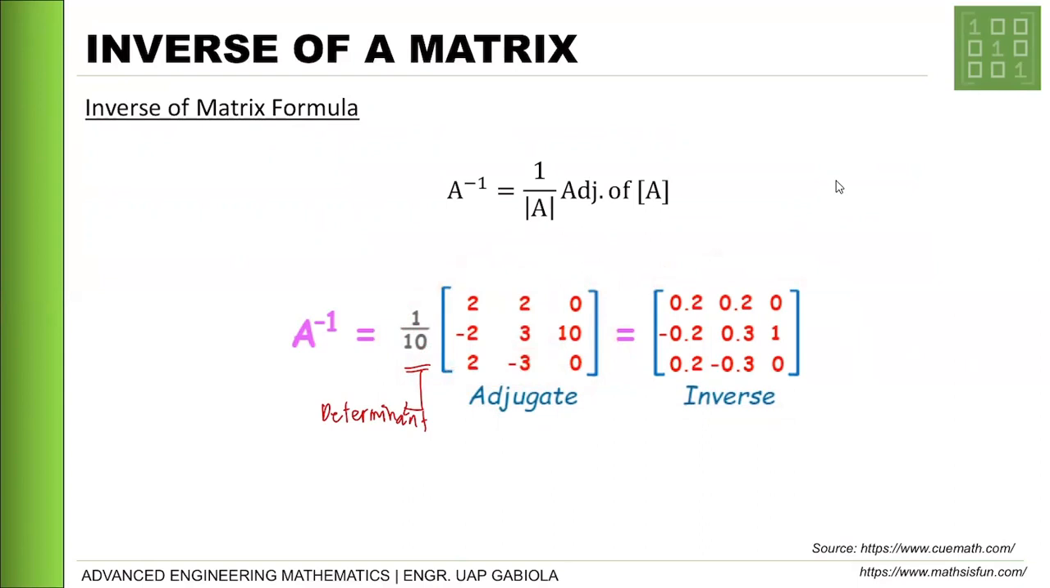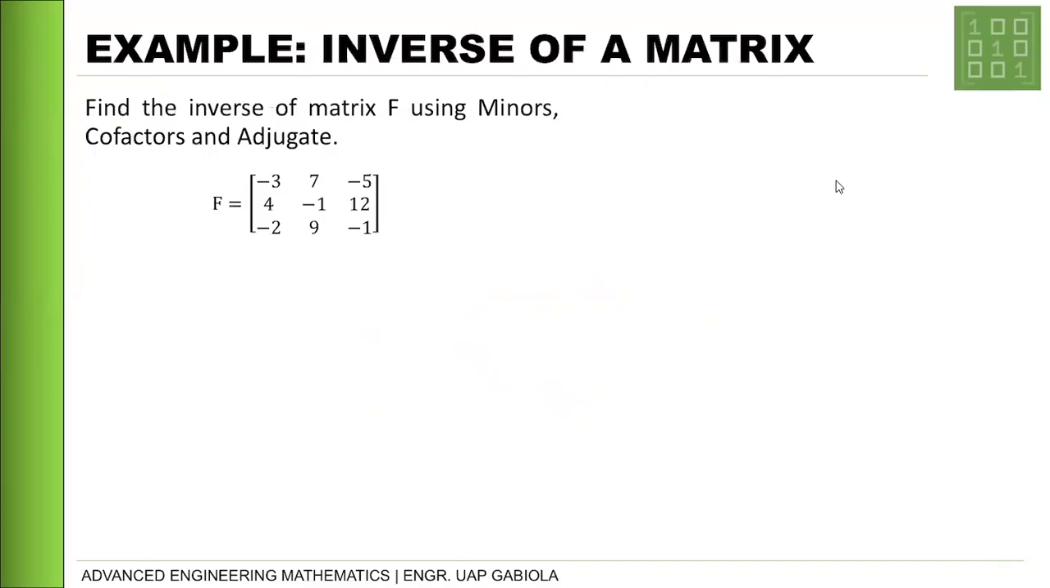Alright, so let's try na agad sa example. If you find it very confusing pa, you may repeat yung discussion earlier and then just go back here if you're ready na sa example. Right? Okay. Yan. So, example tayo. Find the inverse of a matrix F using minors, cofactors, and adjugate. So, meron tayong matrix F. Ito yung entries niya, no? Negative 3, 7, negative 5, 4, negative 1, 12, negative 2, 9, negative 1.